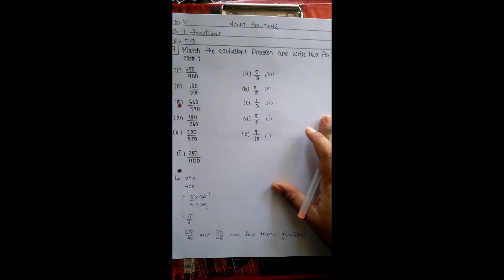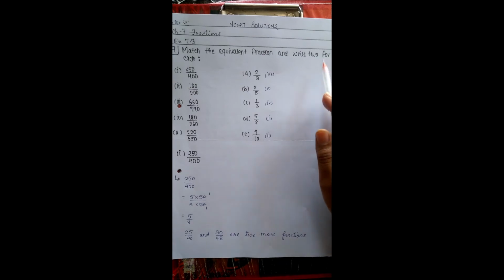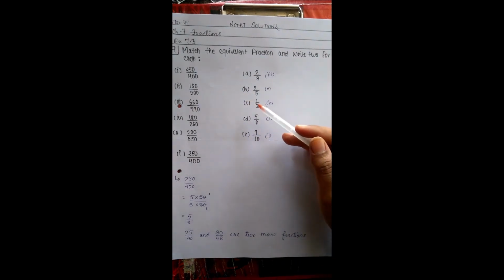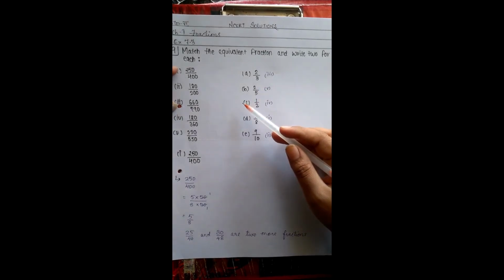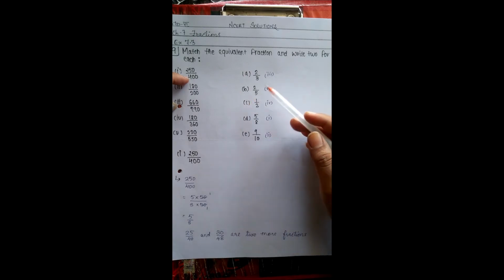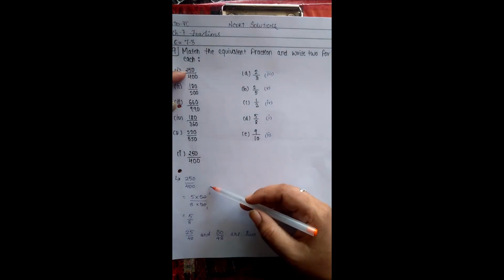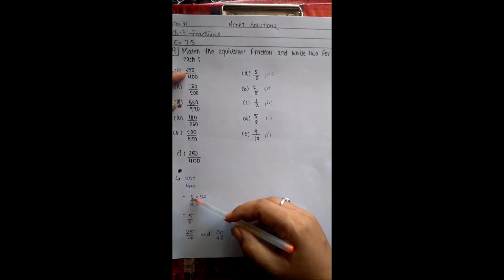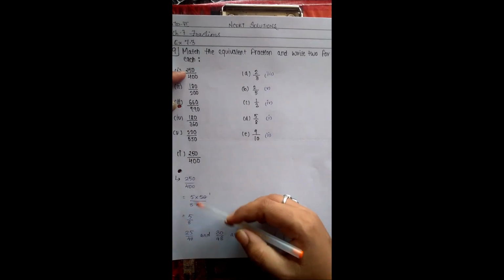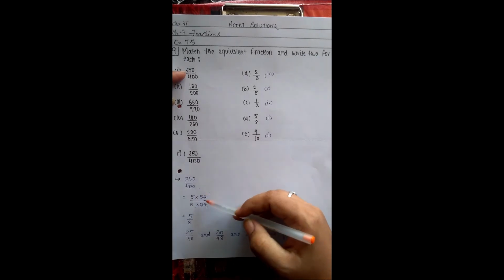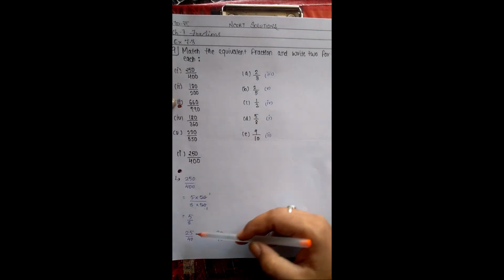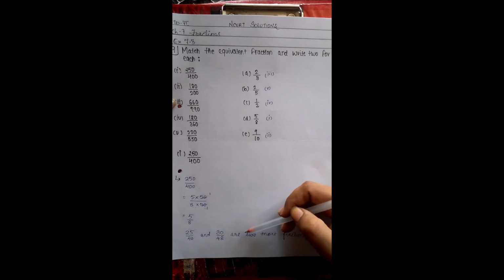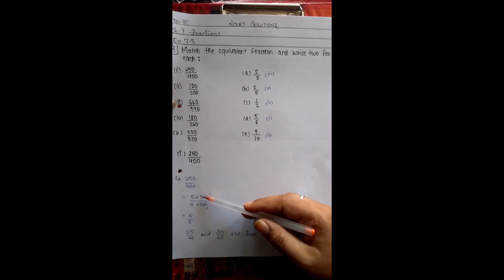Now 9th question. Match the equivalent fractions and write 2 for each. So we have to match the fractions. The first one is 250 upon 400. If we reduce 250 upon 400, it is 5 into 50, 250, 8 into 50, 400. 50 will cut, so 5 upon 8. So 25 upon 40 and 30 upon 48 are the two more fractions equivalent to 250 upon 400.